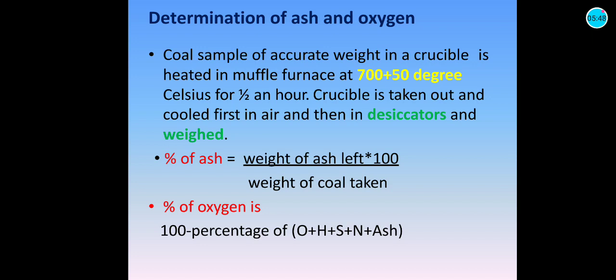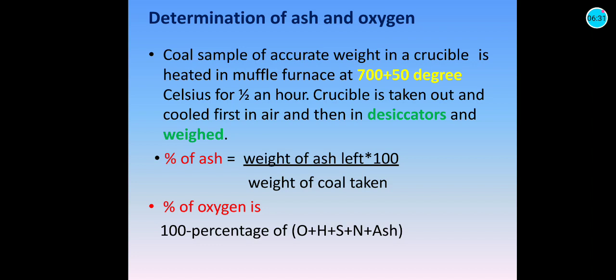Then determination of ash and oxygen content. A coal sample of accurate weight in a crucible is heated in a muffle furnace at 700 plus or minus 50 degrees Celsius for half an hour. The crucible is taken out, cooled first in air and then in a desiccator, and weighed. Then how do we calculate the ash content? Percentage of ash content is equal to weight of ash left into 100, divided by weight of coal taken.